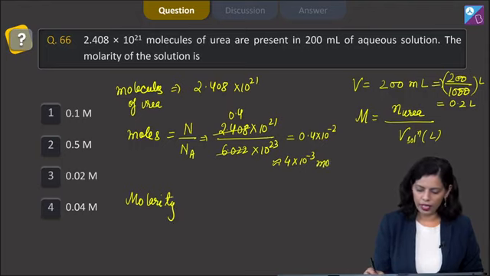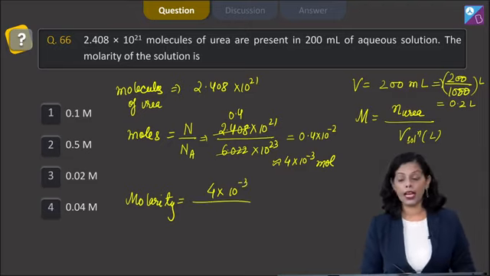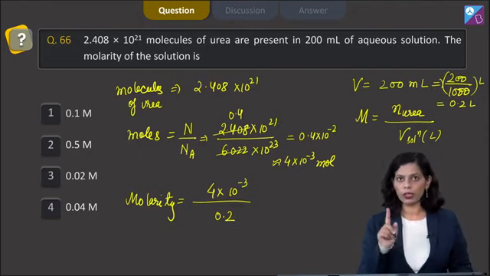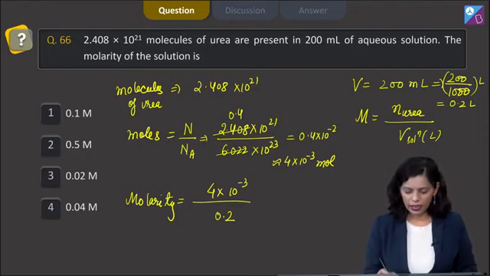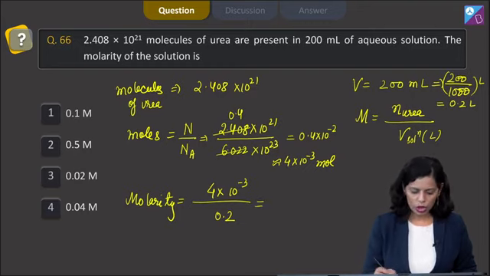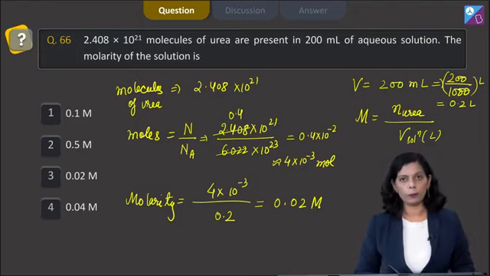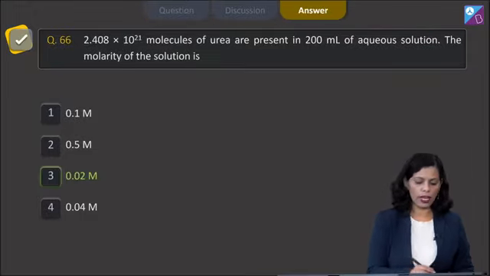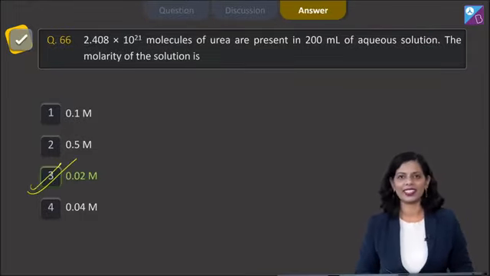these are the moles that we calculated. It is 4 into 10 raised to the power minus 3. Divide it by the volume. That volume is 0.2 liter. Volume should be in liter for the calculation of molarity. So, this will give me the value which is 0.02 molar. Done. And yes, it's correctly given here in option number 3. So, that would be my correct answer.